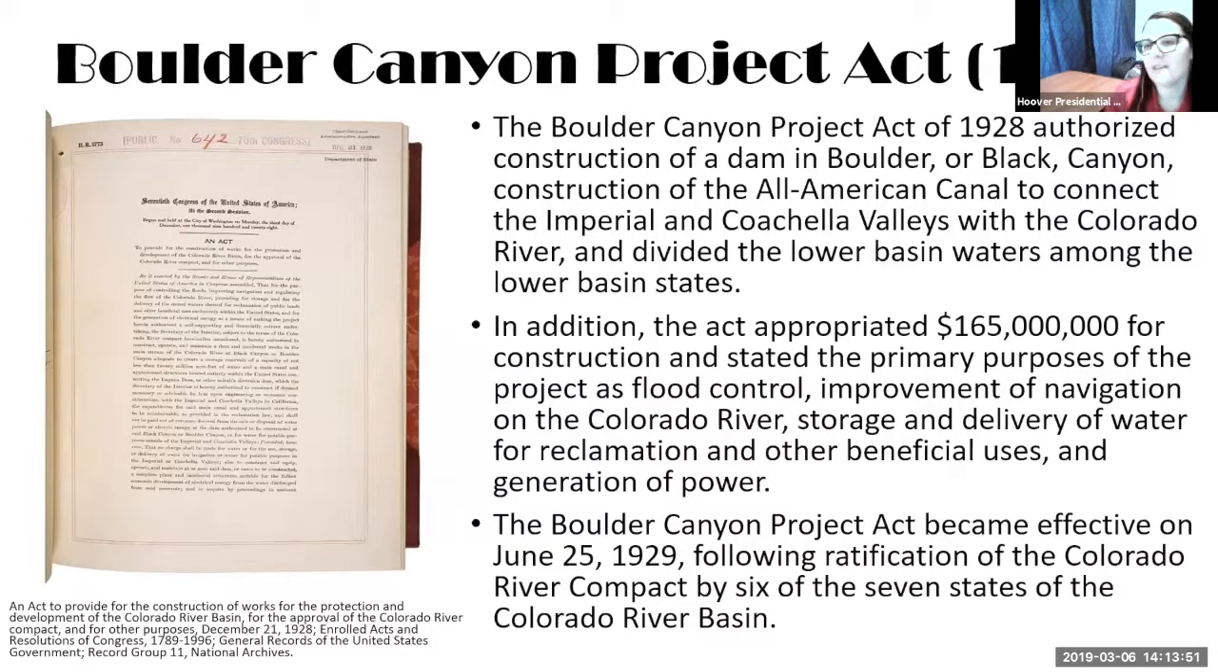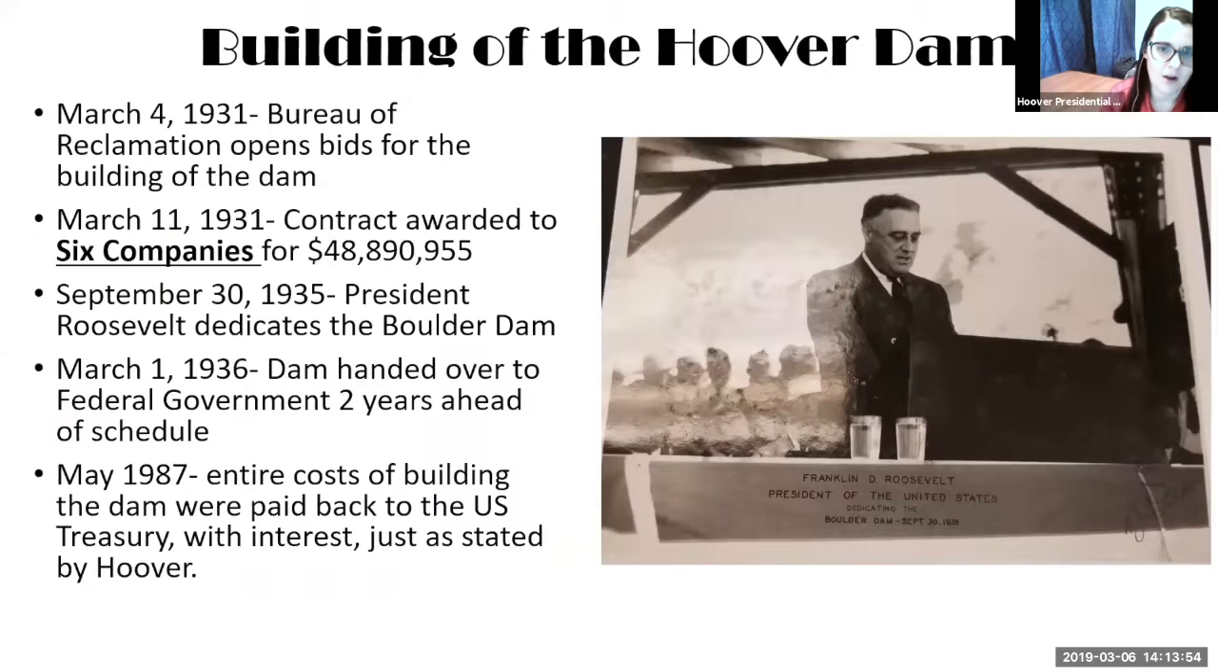The 7th state did eventually sign on to the project. So let's look at the building of the dam. This is a picture of Franklin Delano Roosevelt. Of course, he was elected after President Hoover. And this is from one of our Hoover engineering notebooks, which I'll show you.